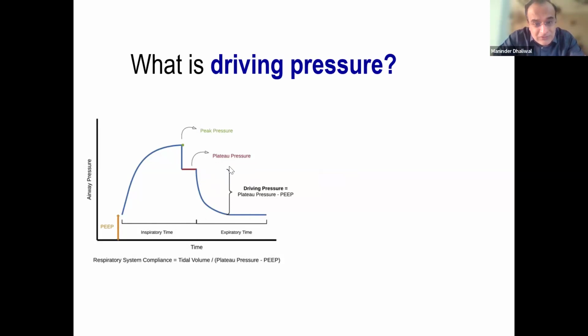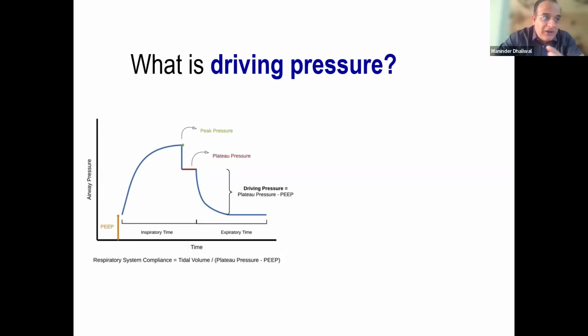So the driving pressure is the difference between the plateau pressure and the PEEP. The balloon, or the alveoli, deflates to this level, then again inflates to this level, deflates to this level, and again inflates to this level. This is the driving pressure. If the driving pressure increases, there is rapid alveolar expansion and collapse, which will cause alveolar injury. That will lead to what is called biotrauma.